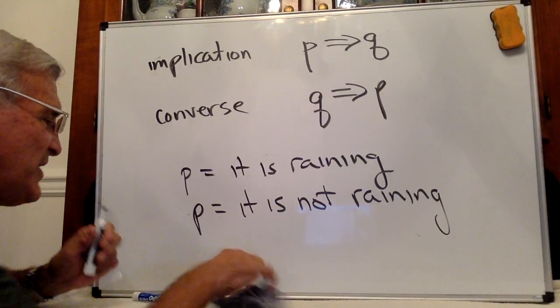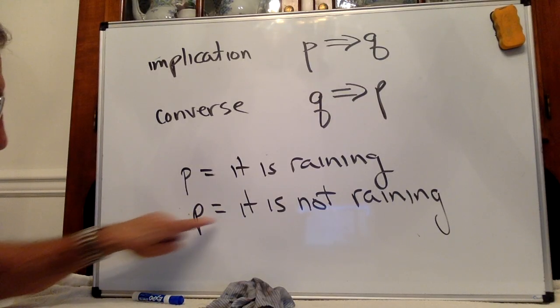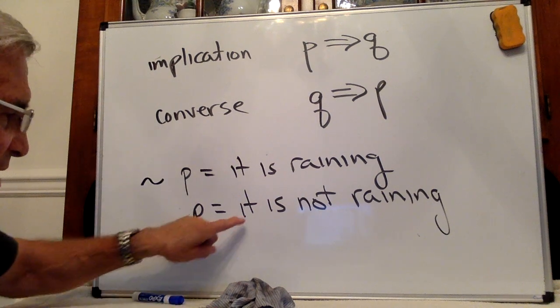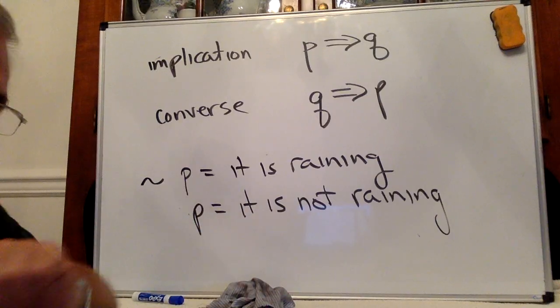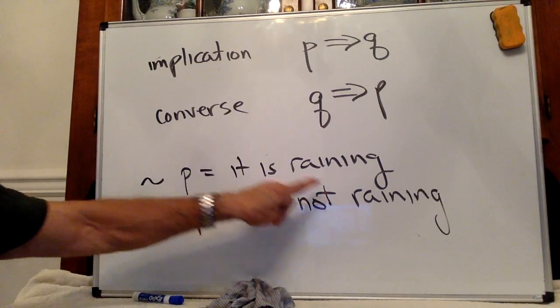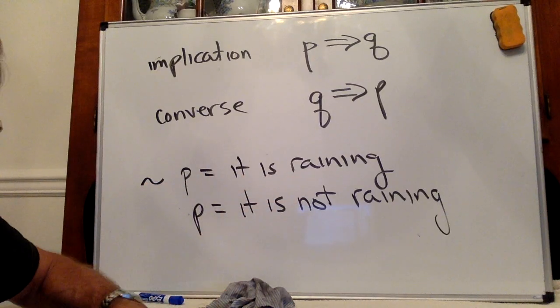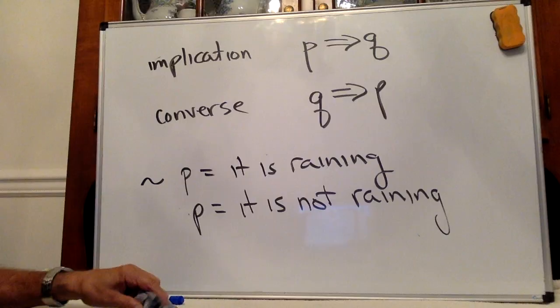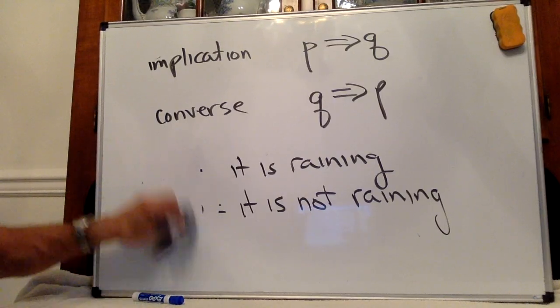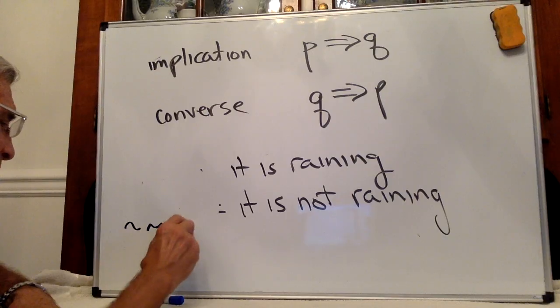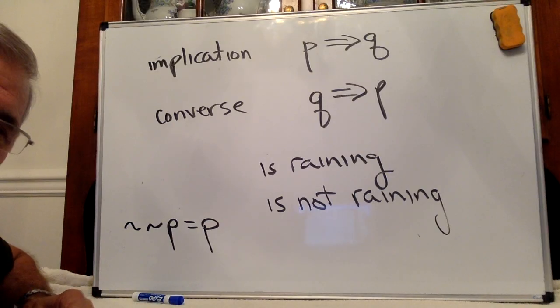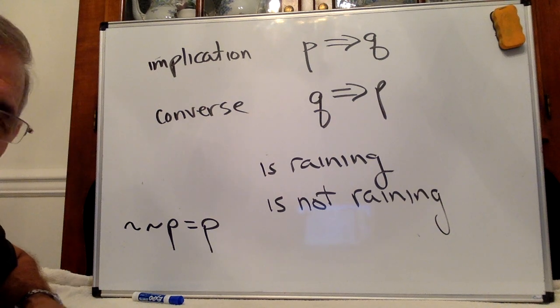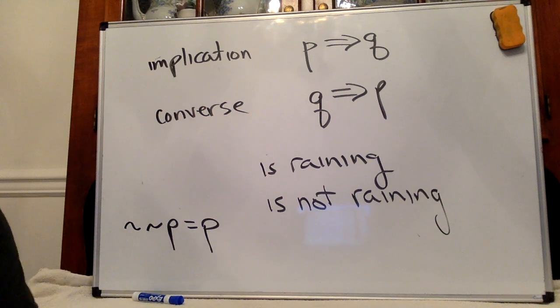Likewise, if P is now it is not raining, then not P is it is raining. The two negations cancel each other out, just like two negative signs. So the opposite of not raining is it is raining. Okay? So again, either way. And again, not not P is equivalent to P. When you have two negation signs, just as in algebra, when you negate a negative, they cancel each other out. So not not P is exactly the same as saying P.